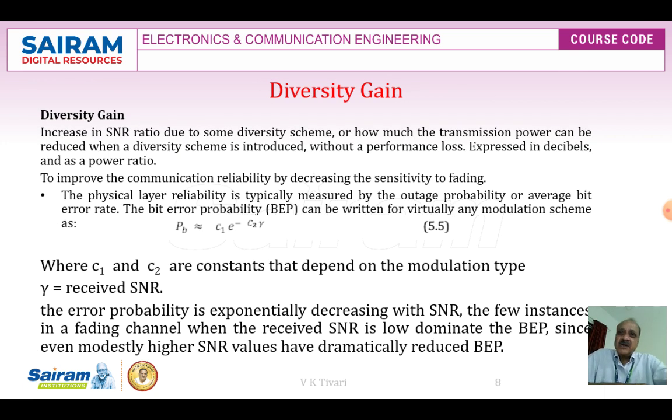What is diversity gain? It is the increase in the SNR due to some diversity scheme, or how much transmit power can be reduced when the diversity scheme is introduced without performance loss, expressed in decibels as a power ratio. This is known as diversity gain, and it is defined by the following equation. C1, C2 are constants of the above equations and depend on the modulation type. Receive SNR.